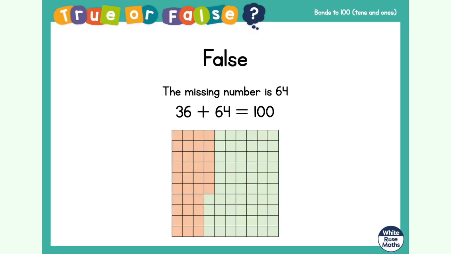Ready with your answer? It is in fact false. The missing number is 64. And you can see it represented really nicely here. Each of these columns is 10. So we've got 10, 20, 30, 40, 50, 60, and 4 left to fill the rest of the 100 square. And if you added those together using a written method, you would know that the 4 and the 6 add together to make 10, and then we've got 3 10s, 6 10s, and that 1 10 we've just made add up together to make 10 10s, which is 100.